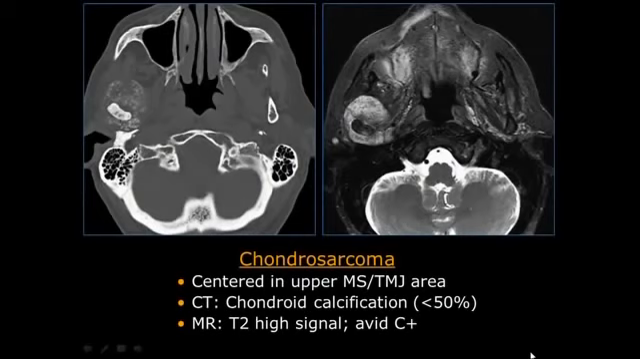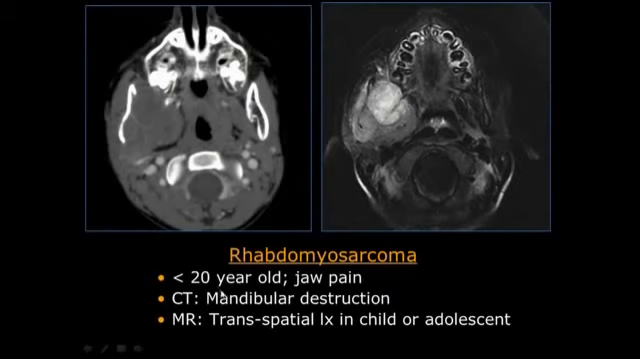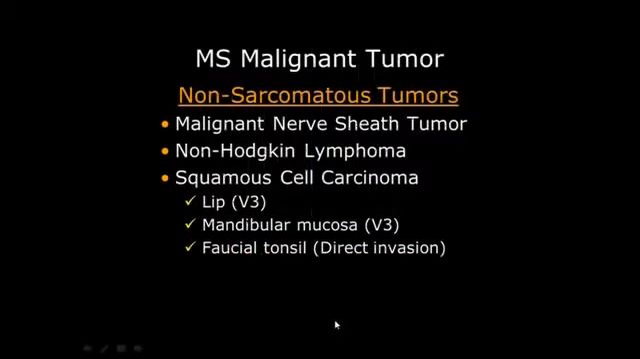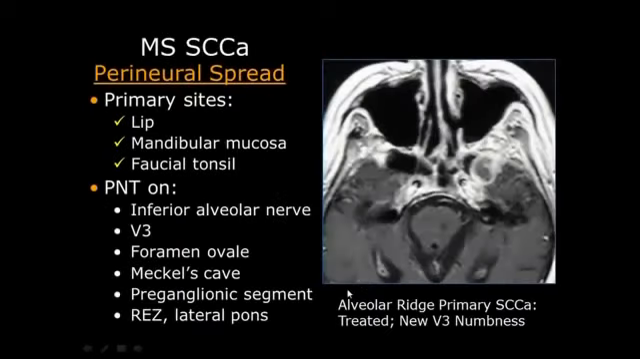Here's a chondrosarcoma with its funny little chondroid matrix. And a rhabdomyosarcoma, again. Notice how big this lesion has become with the destruction of some of the inner table of the mandible, but we still see the parapharyngeal fat being pushed by this tumor. And there it's enhancing. Non-sarcomatous tumors, malignant nerve sheath, non-Hodgkin's lymphoma, and squamous cell carcinoma, usually they come along the third division of the fifth nerve.